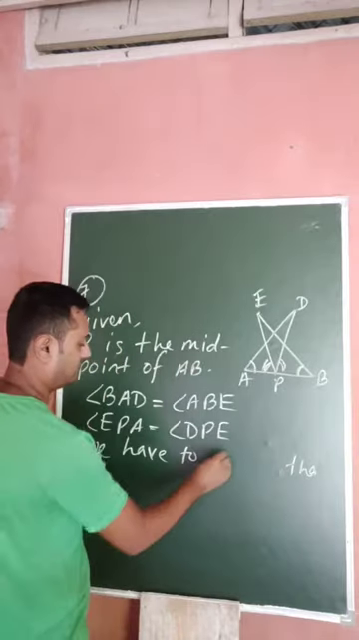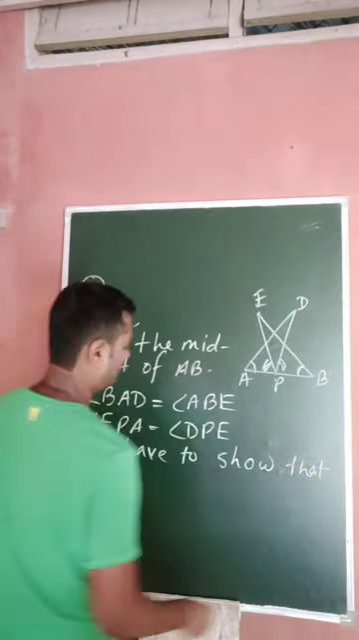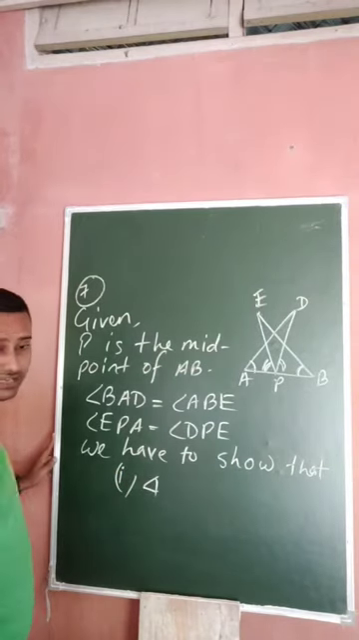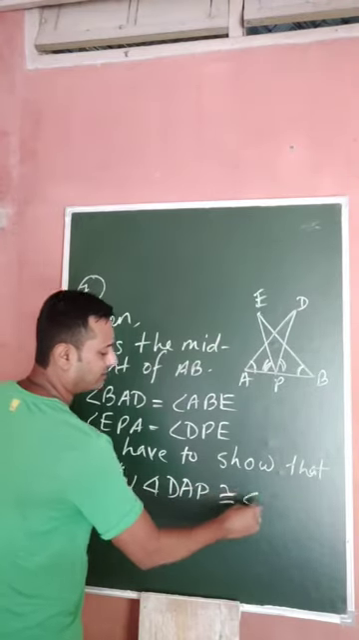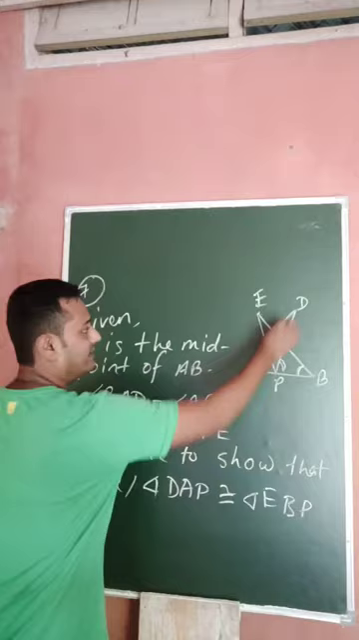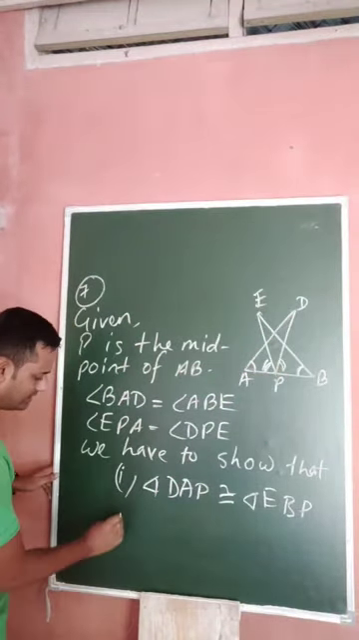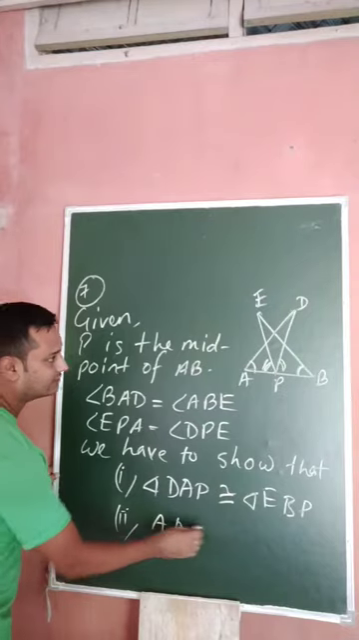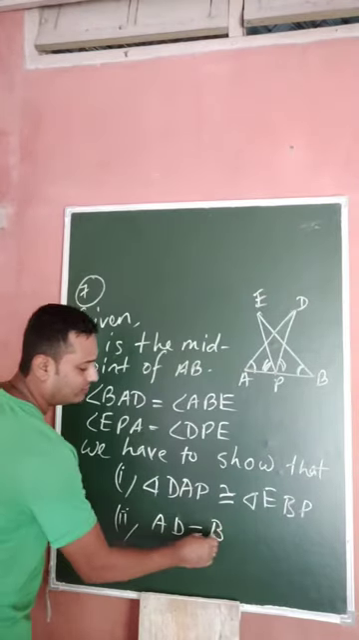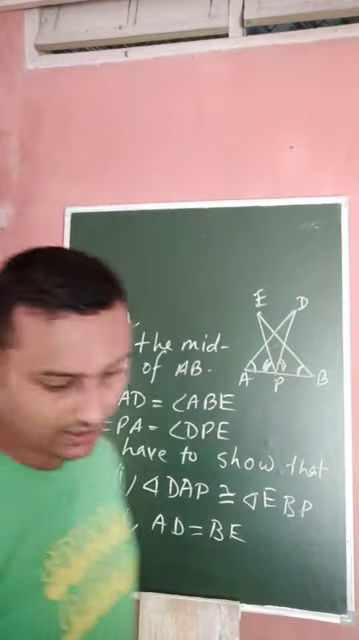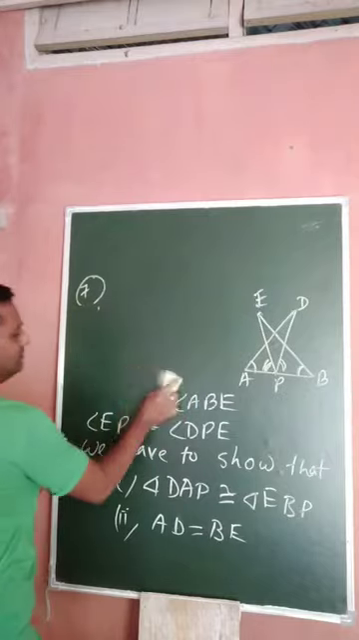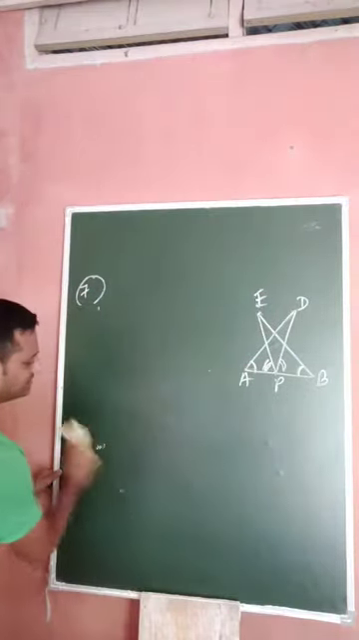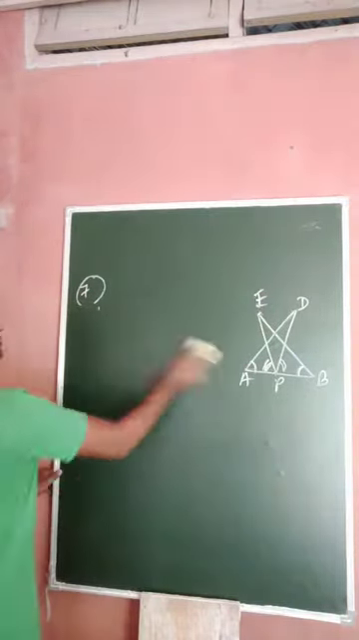So you have to show that, the first thing, triangle DAP is congruent to triangle EBP, and the second thing, AD is equal to BE. So these two things we have to prove here. Now, in this case, like question number 6, we have to add one same thing to both sides. Okay. So proof.